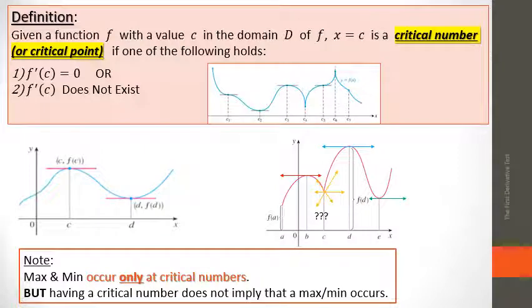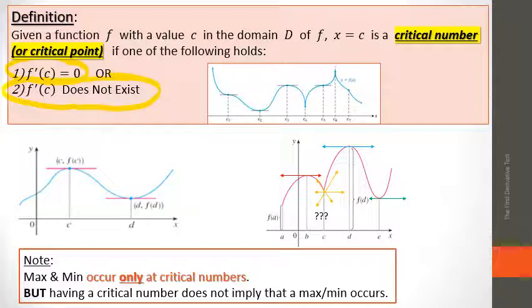Okay, so we danced around this, but let's talk about what a critical number or a critical point is. Given any function with a value c in the domain, that's any c, that number is called a critical number or a critical point if one of two things happen. If it is when the derivative equals 0, or if it's when the derivative does not exist. Those are two really important values. Why are they so important? Well, when the derivative equals 0, that means the slope is 0.